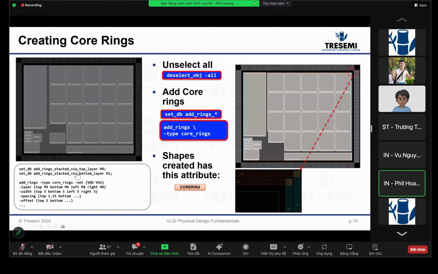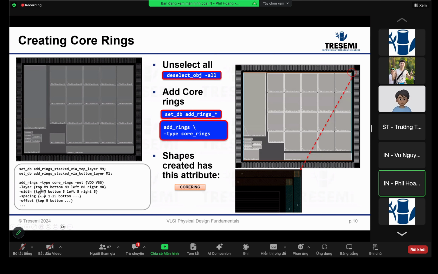So in here you see this is called stack via, top layer metal 9 and bottom metal 1. This is what I mentioned about controlling the veering down. If you have 4 here, then it won't veer down to metal 2, metal 3, metal 1 if the structure crosses those layers. But in here we say, okay, if you see metal 1, veer all the way down. So in here you say ring, connect VDD and VSS nets.